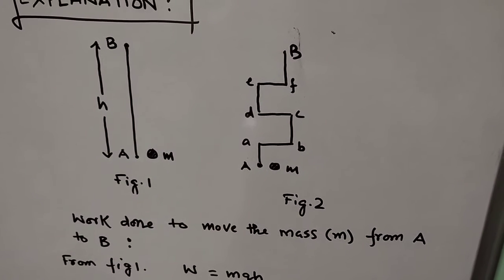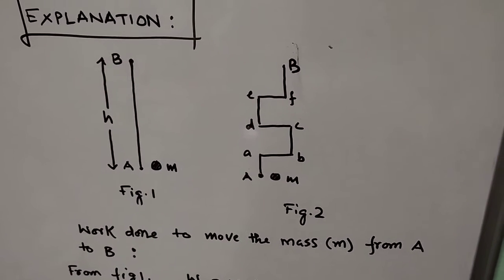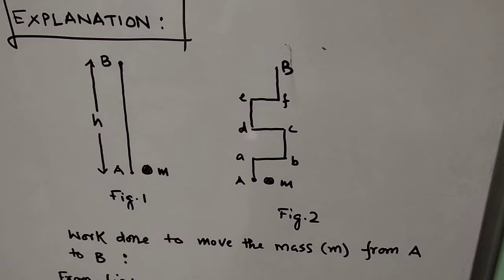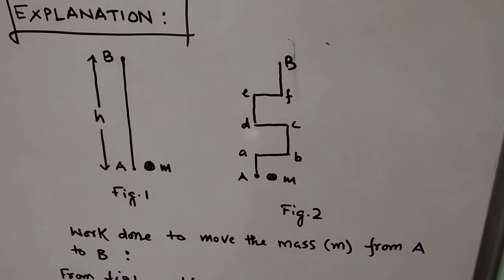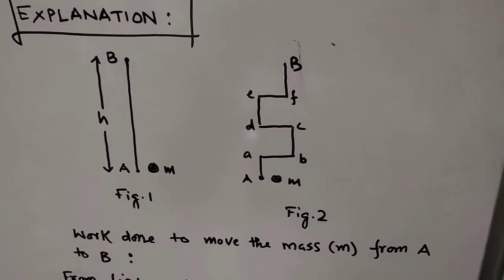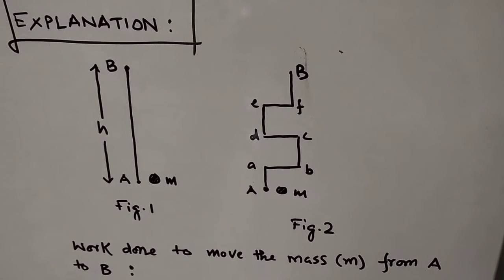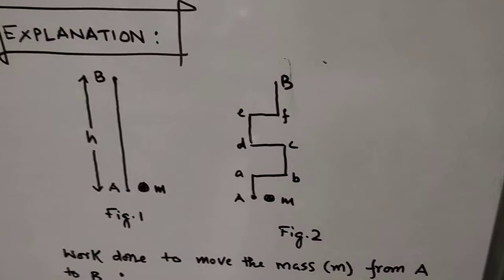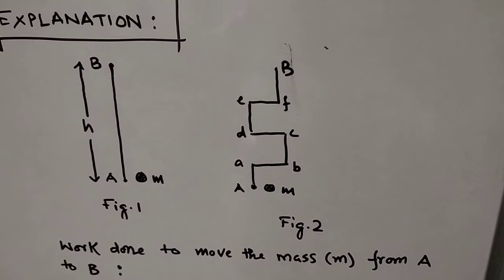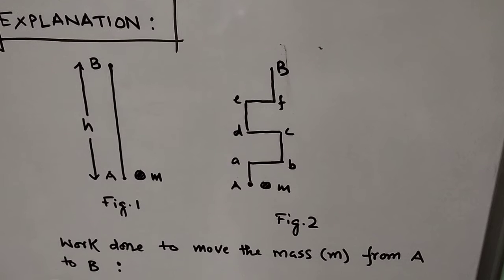Now in figure 2, you see work done against the gravitational force. Gravity acts vertically downward. There is no gravitational force in the horizontal direction. So if you consider the paths ab, dc, ef, these are in the horizontal direction, and there is no gravitational force along them. Rather, the gravitational force is in the vertical direction. That is capital A to small a, small b to small c, small d to small e, small f to B. So no work is done if you want to move the particle against the gravitational force along small a to small b, d to c, e to f.